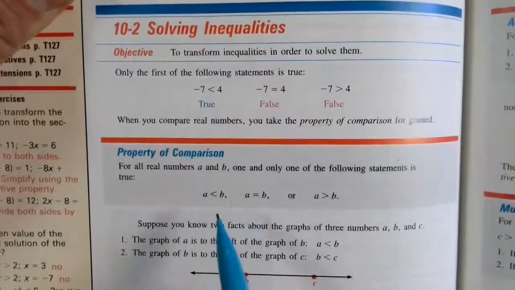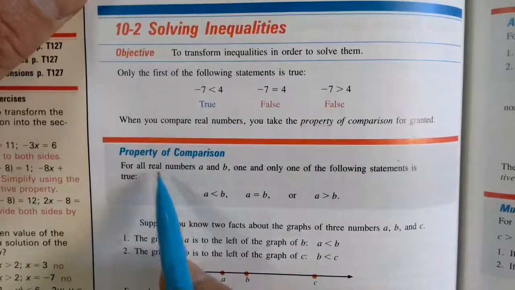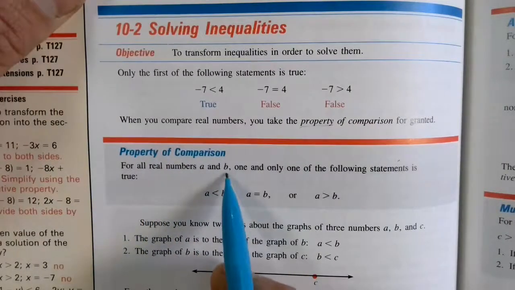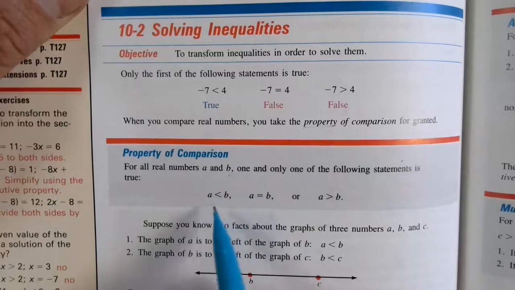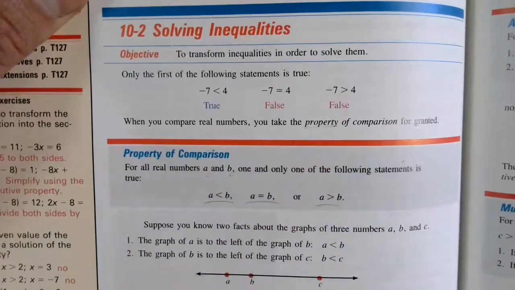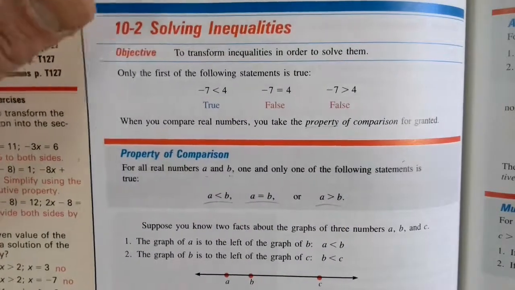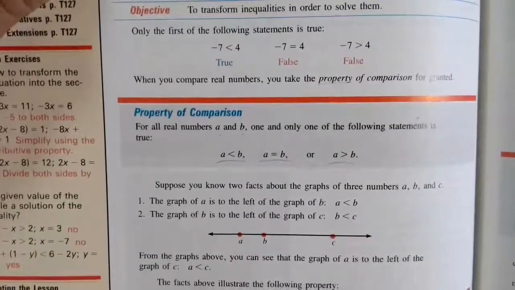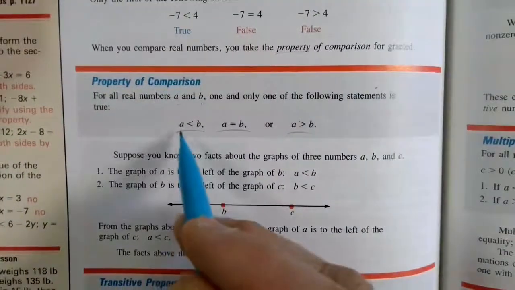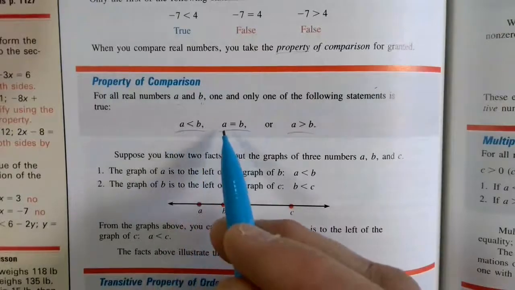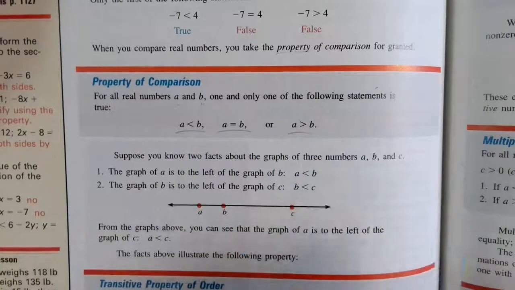The property of comparison says, for all real numbers, so you pick any two numbers, A and B, then only one of these is going to be true. So if you pick any two numbers, there's no other options for what could happen here. It's either one of them is less than the other, it's equal to it, or bigger than the other one. You can't have any other situations.